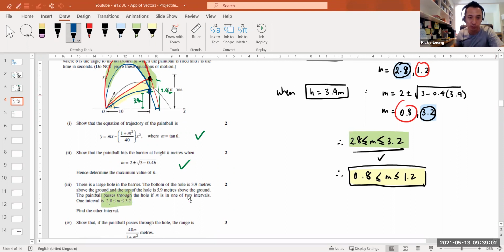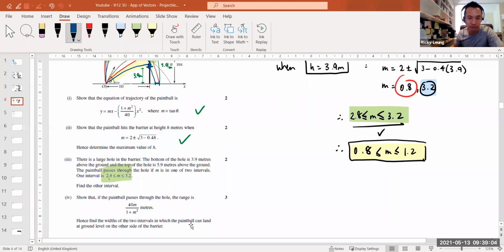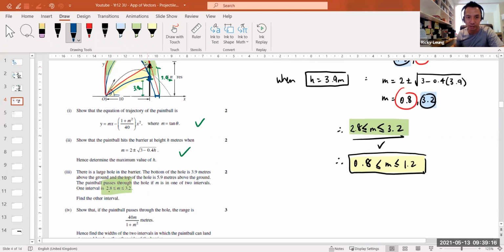It goes, hence find the widths of the two intervals in which the paintball can land on the ground, right? That's what they're saying. So first I've got to show the range, and then secondly I've got to find the widths, so basically subbing in the values of them, to find the range for the green path and the range of the yellow path. So for part 4, I'm going to find the range formula. So I know the range formula. Range occurs when y equals 0.